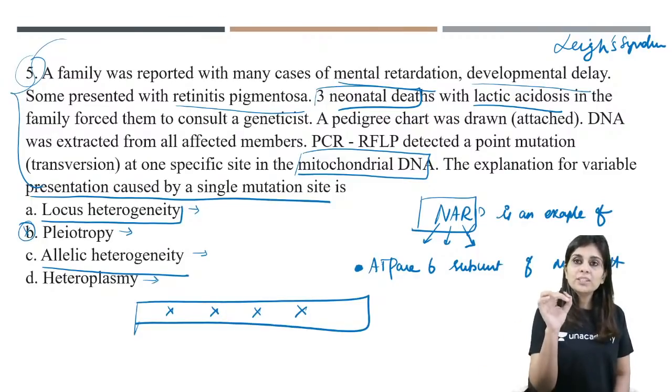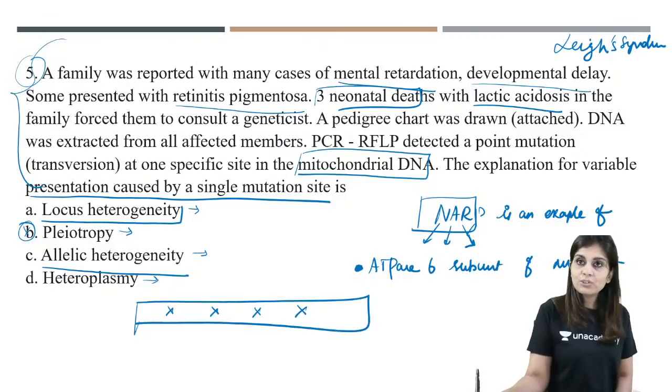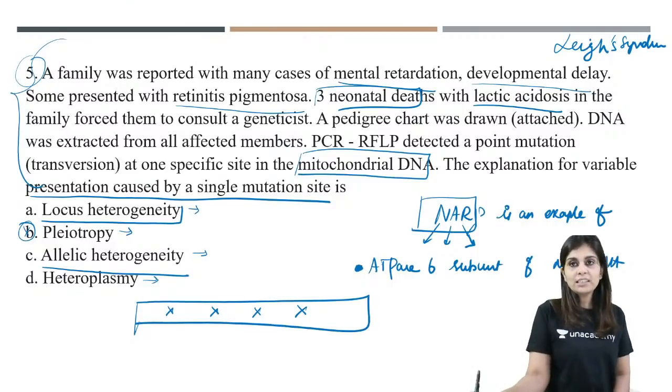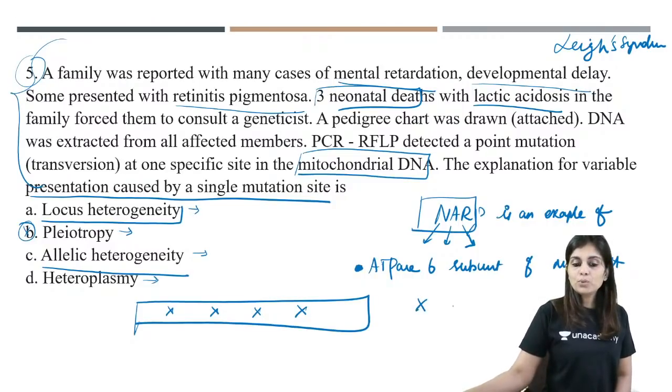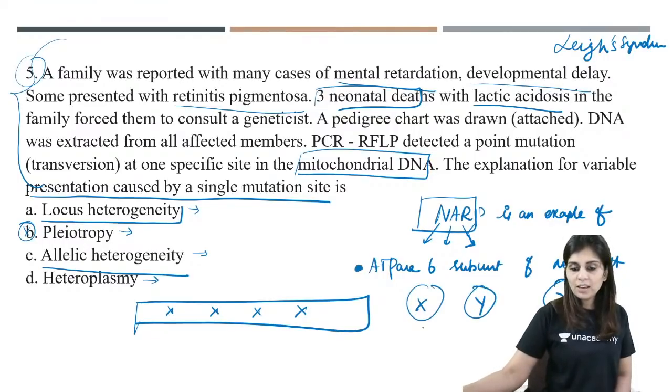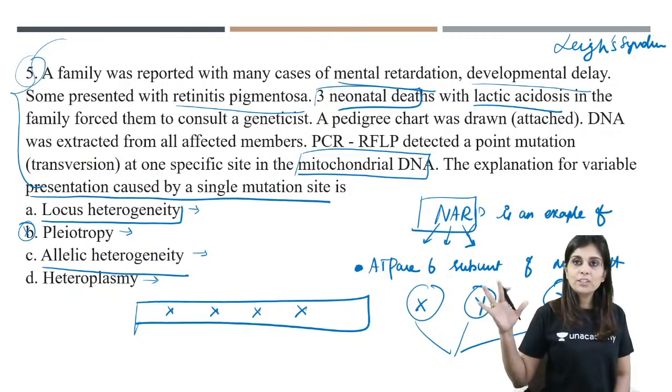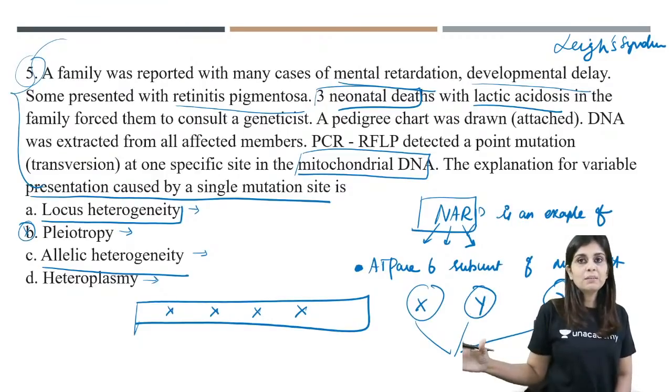Here, the mutation happens in one gene. Okay. Now, what is locus heterogeneity? Locus heterogeneity is multiple gene mutations. Yeah, X, Y, Z. Multiple gene mutations causing the same disorder or a similar presentation.